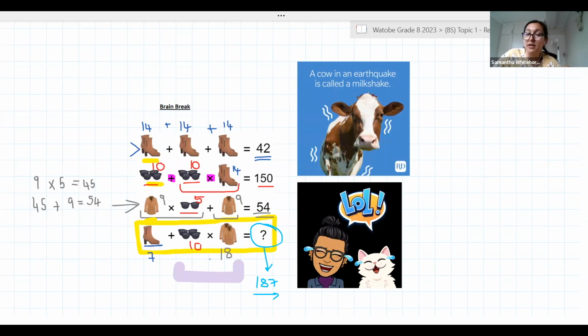187. Again, you do the multiplication first. So 10 times 18, which is 180. And then you add the 7, giving you 187.